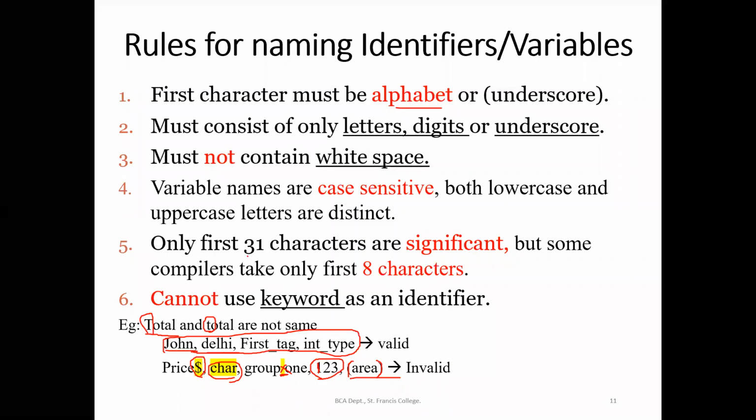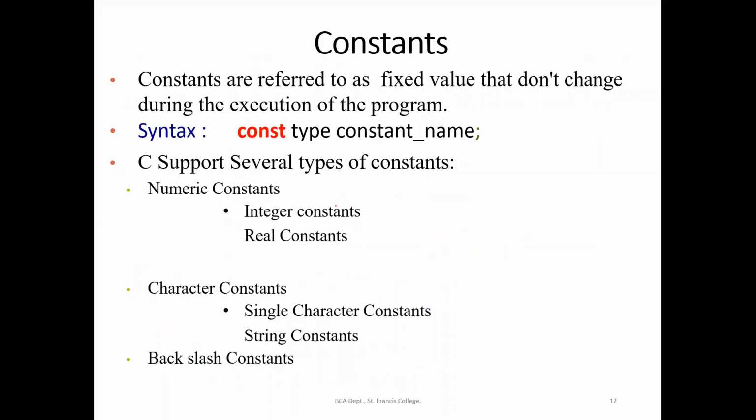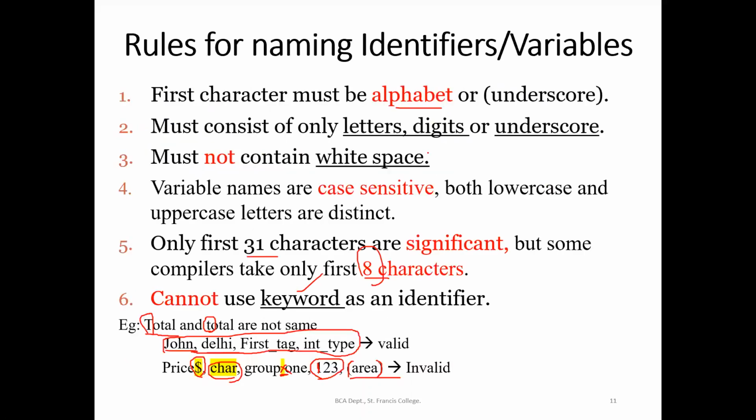Some compilers will take only the first 31 characters, and some compilers will take only 8 characters as a variable name. If I give the variable name St. Francis College, Koramangala, it will not take it, because some compilers take only the first 8 characters as a variable name. Cannot use keywords. This you should remember. Now, constants are referred to as the fixed values that do not change during the execution of the program. So we have finished with the variables.